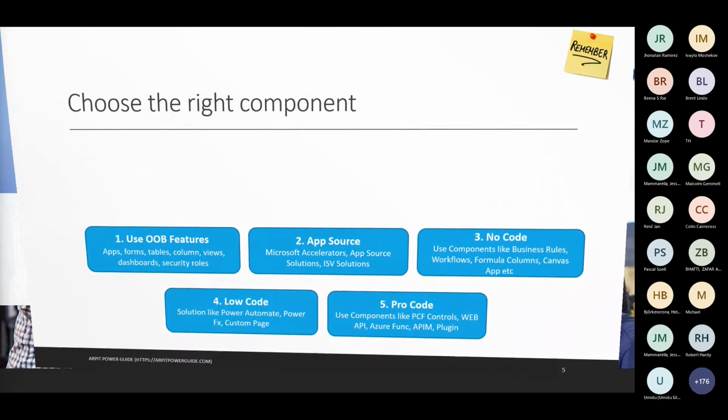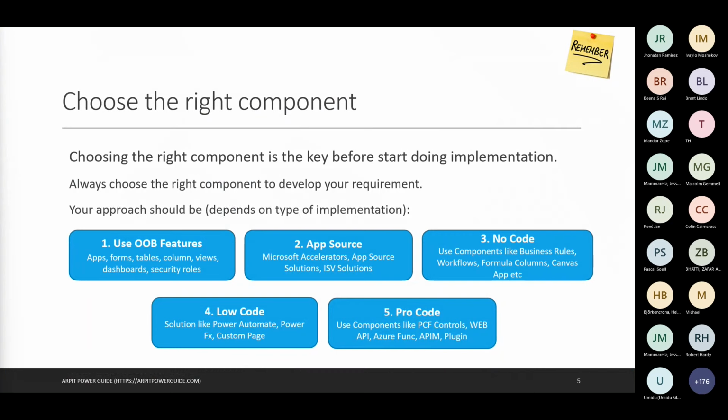The first thing is to choose the right component. This is very important. There are a lot of components in Dynamics 365 and the Power Platform, and you are always in a confusion about what sort of components we should use. So choosing the right component is the key, and that is why I put it as the first topic. Choosing the right component is the key before starting implementation. Whether it's Dynamics 365 or the Power Platform, you should always choose the right component to develop your requirement. Your approach should depend on the type of implementation, obviously.